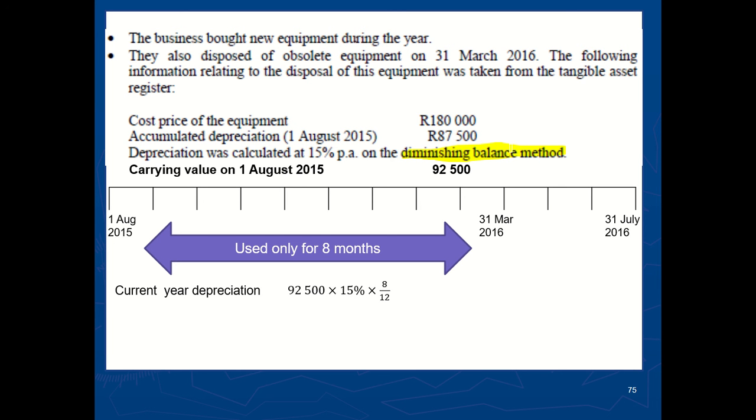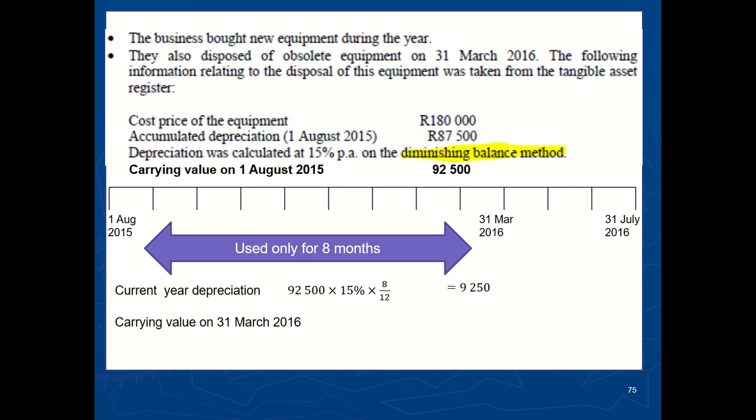Now, for us to calculate depreciation, guys, current year depreciation, we're going to take that 92,500 multiplied by 15%, multiplied by 8 over 12. We will get depreciation on equipment, just this equipment. It will be 9,250. It is only the depreciation of the equipment sold, guys. Remember, there's depreciation of all the equipment, of which it has already been calculated for you. You don't need to calculate that anymore. The reason why I need the depreciation of the equipment sold is because I simply need the carrying value of this equipment on the 31st of March 2016.